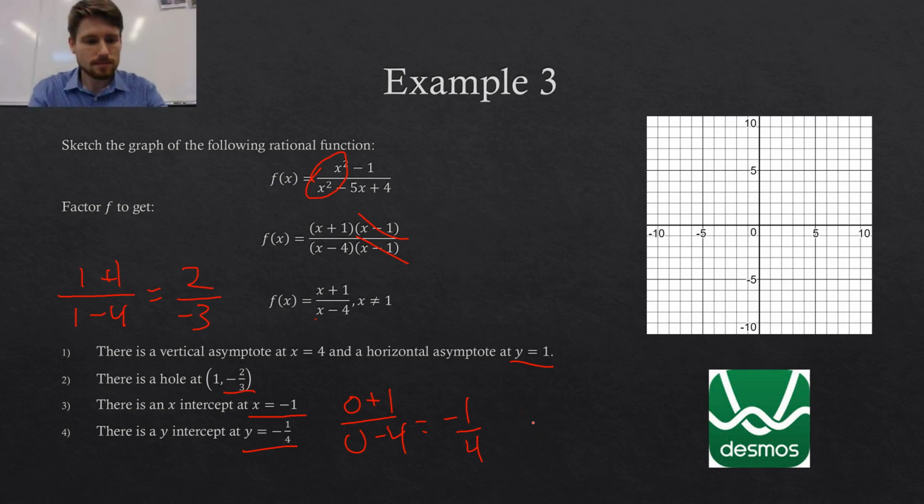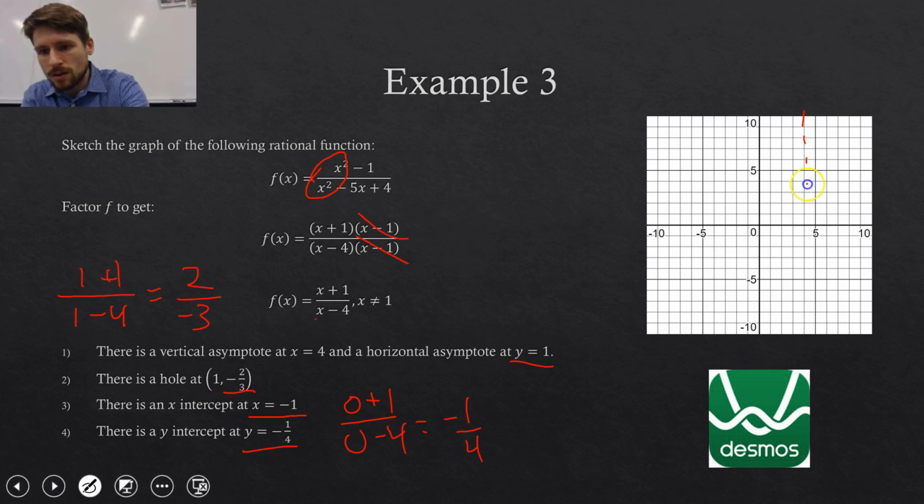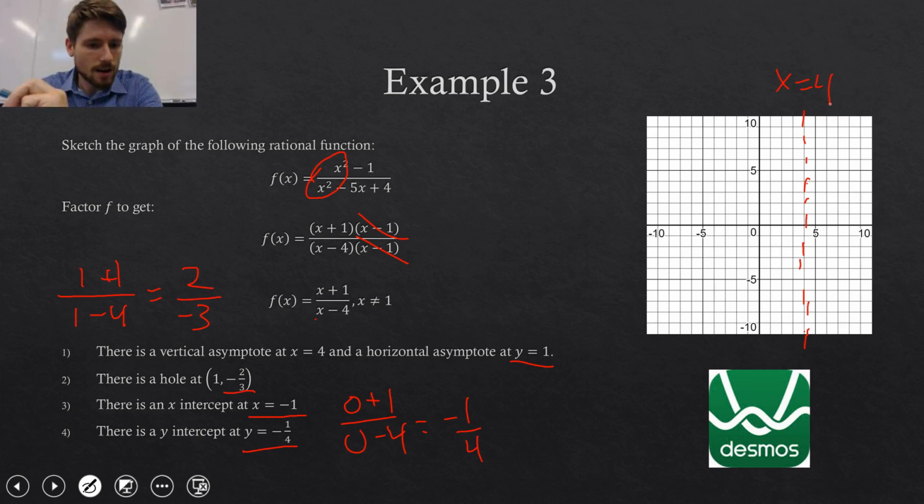All right, so I'm going to sketch those asymptotes first. Those are usually a good place to start. We have one at x equals 4. So here's my asymptote at x equals 4. We have a horizontal asymptote at y equals 1. So there's y equals 1 is my horizontal asymptote.